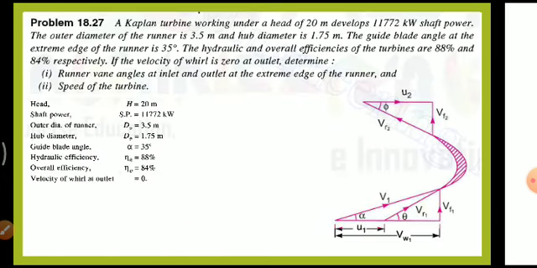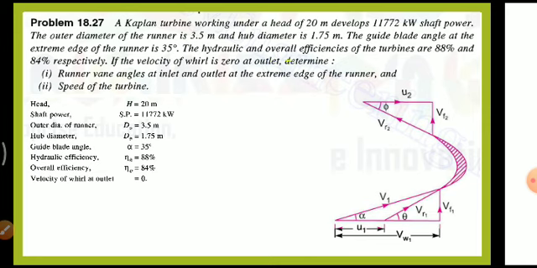Here is our first question. A Kaplan turbine working under head H of 20 meter develops 11,772 kilowatt shaft power. The outer diameter of the runner DO is 3.5 meter, hub diameter DB is 1.75 meter. The blade angle at the extreme edge of the runner is 35 degree. Here it is not mentioned whether it is alpha or beta. Okay, we will go forward.